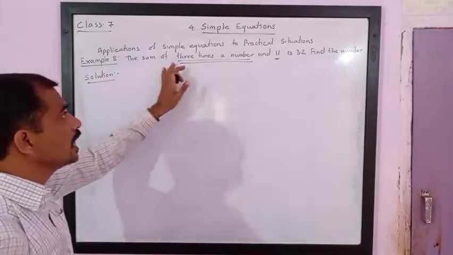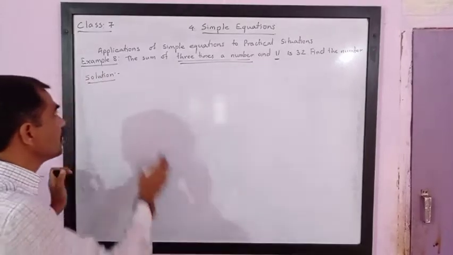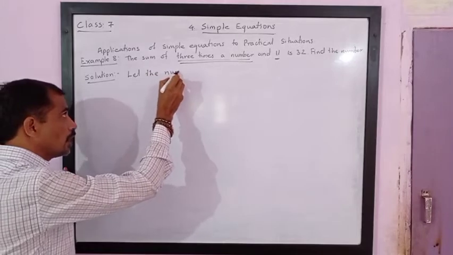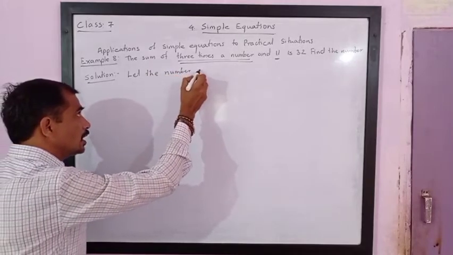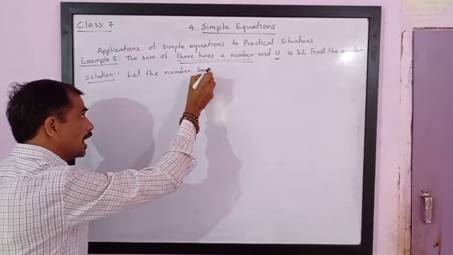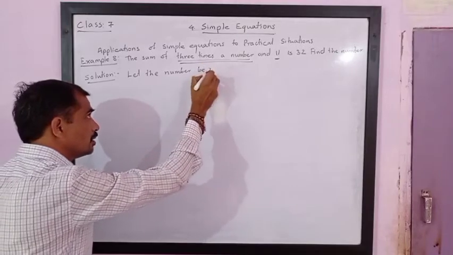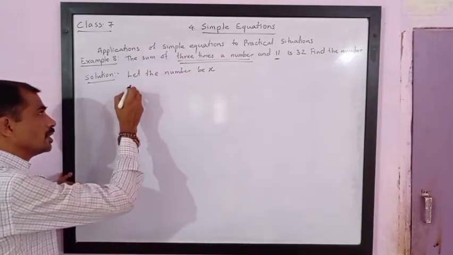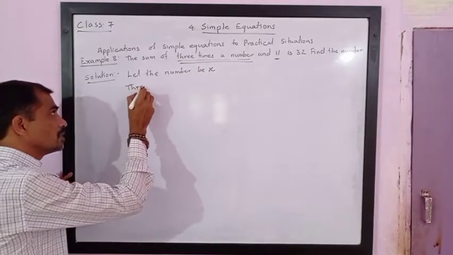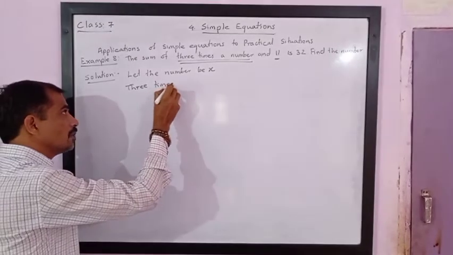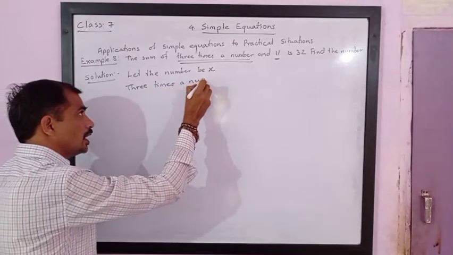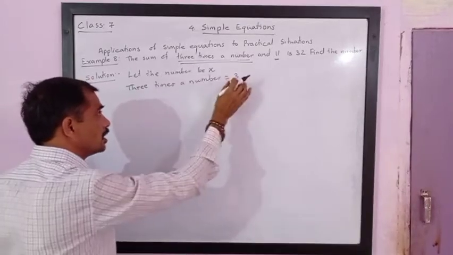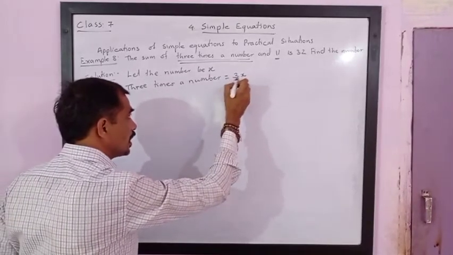The solution: the sum of 3 times a number and 11. So let the number be x. You can take any variable: x, y, z. Now please note, 3 times a number means 3 multiplied by x, where x is the number and 3 is the number of times. So 3 into x is 3x.